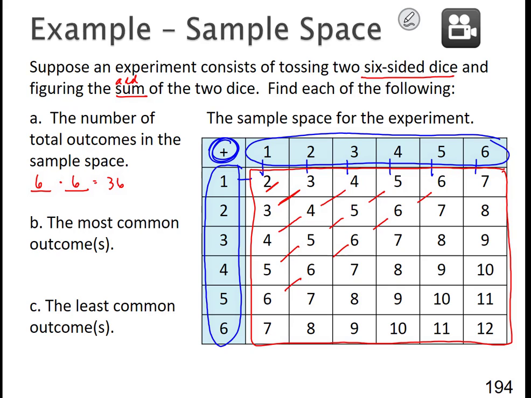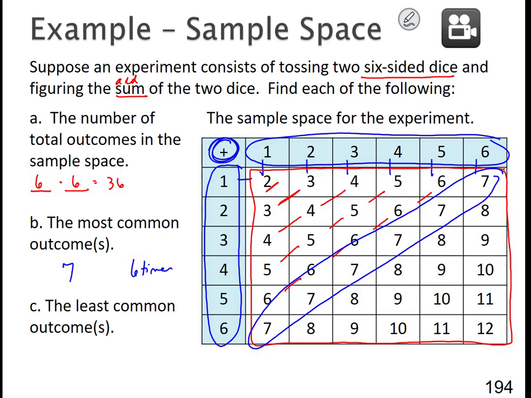And hopefully you saw that on the longest diagonal from the bottom left to the top right are the 7s. So lucky 7 is lucky because it occurs more often than any of the other possible outcomes in this situation. And it's the only one that happens 6 times.